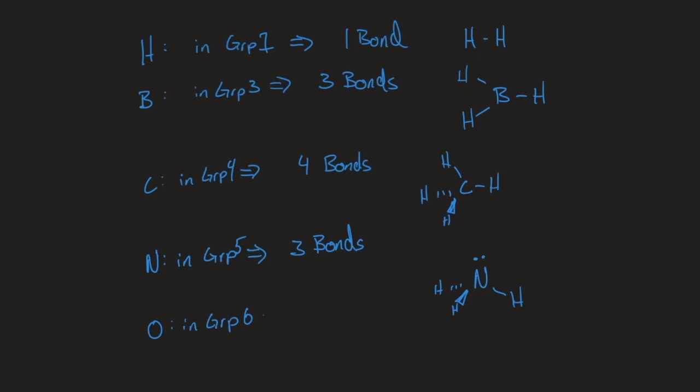Oxygen is in group 6, and it tends to form 2 bonds. We've seen that in water already. And any halogen, we're going to use fluorine as an example, in group 7, tends to form 1 bond, as in HF, and it has 3 lone pairs around it. So it can be useful to recognize patterns in bonding so that you can quickly identify Lewis structures that are correct or Lewis structures that look a little bit funny.